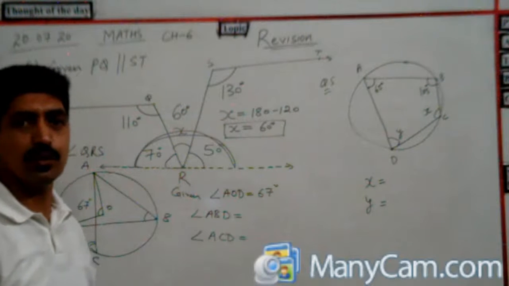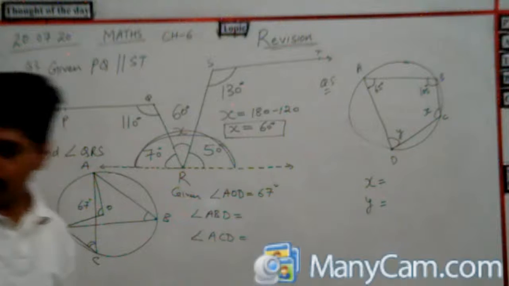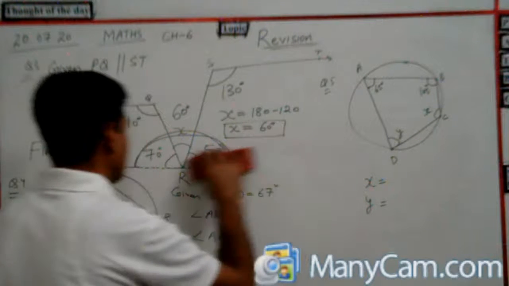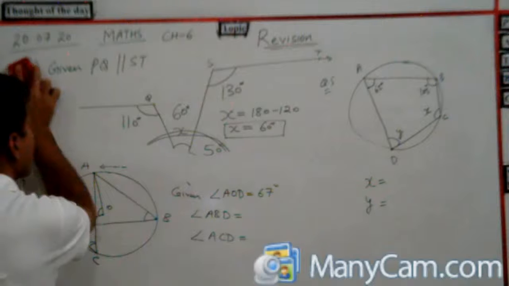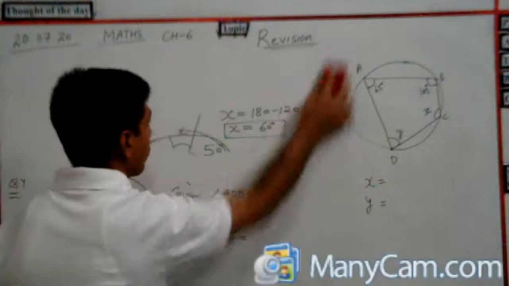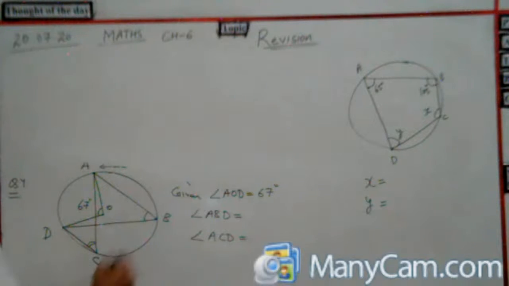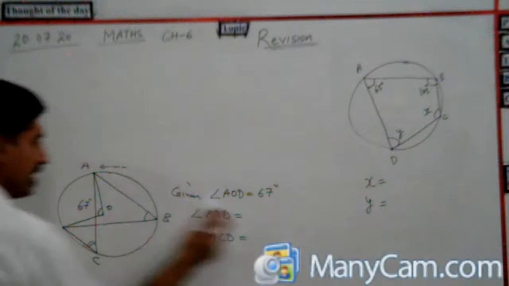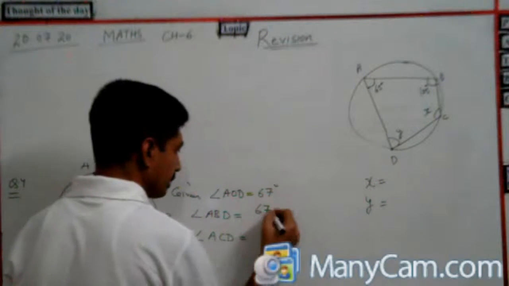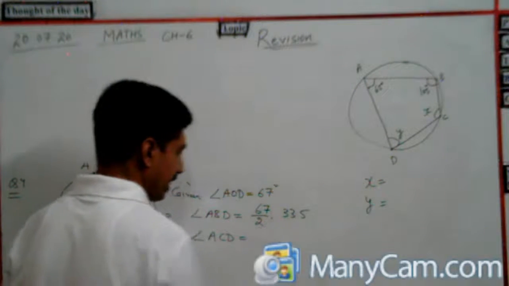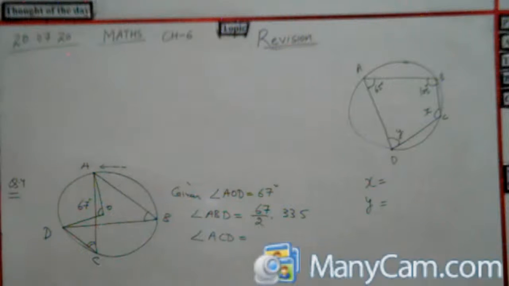Switch over to the fourth one, the fourth part, and let me check the time also. We have 10 minutes. Here, Puneet is very right. This ABD is half of that, that is 33.5 degrees.